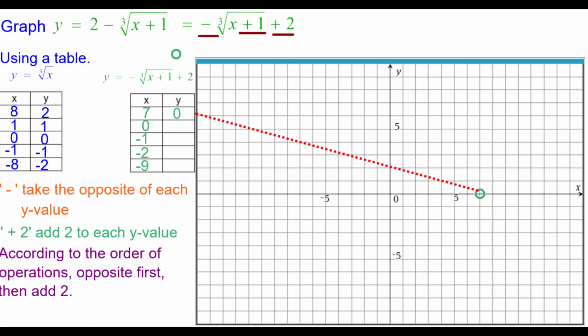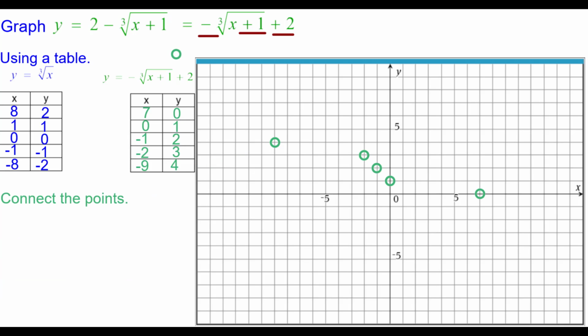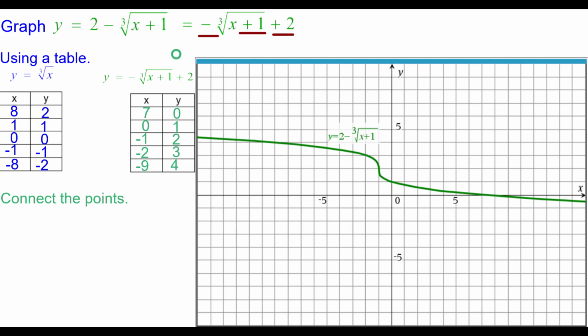So 7, 0 is plotted. The opposite of 1 is negative 1, plus 2 is positive 1. So 0, 1, also a y-intercept. Opposite of 0 is 0, plus 2 is 2, so negative 1 comma 2. Opposite of negative 1 is 1, plus 2 is 3, so negative 2 comma 3. And the opposite of negative 2 is positive 2, plus 2 is 4, so negative 9, 4. Connect the points to look like a cube root graph and compare to the parent function.